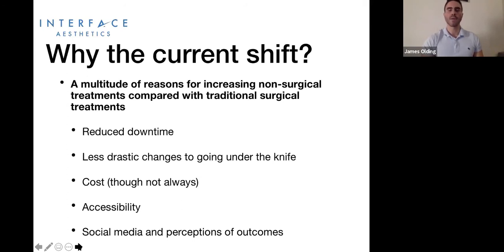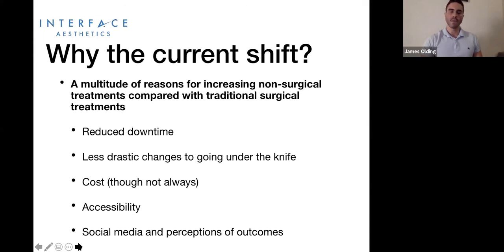Another important thing is that there are less drastic changes. And this is quite important because if you opt to have, for example, a nose job, this is quite a common example, it has to be a very, very reasoned decision. You need to think about the consequences, about how it will change your face. It's quite common that patients actually want to have a non-surgical rhinoplasty, so having filler to their nose, which we can look at in later webinars, because that gives them an idea of what it will be like beforehand, and it's not such an irreversible step as having a surgical procedure.